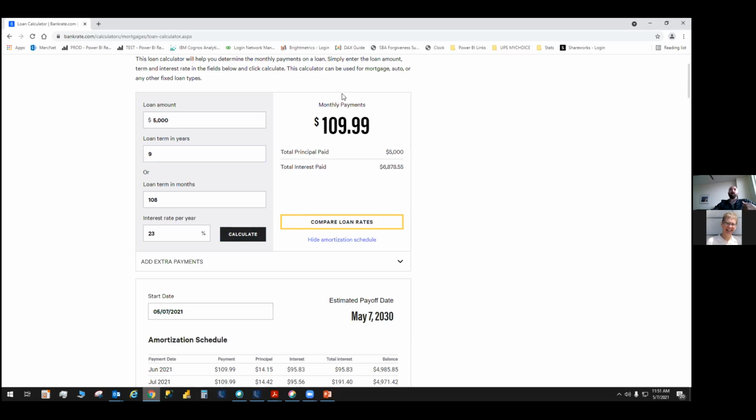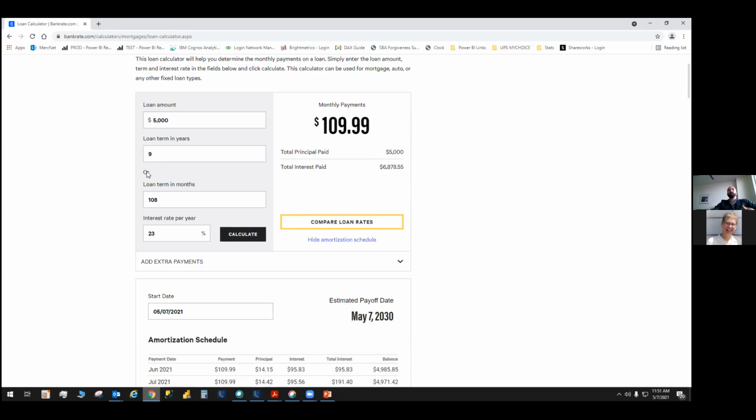And I'm going to hit calculate. So now that's better. That saved me about $30 a month. But I want you to pay attention to what happened here with the interest paid. It went from $3,500 to about $6,800, which is a pretty big jump.